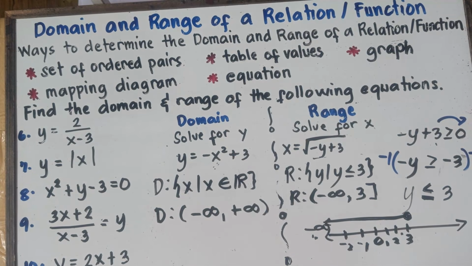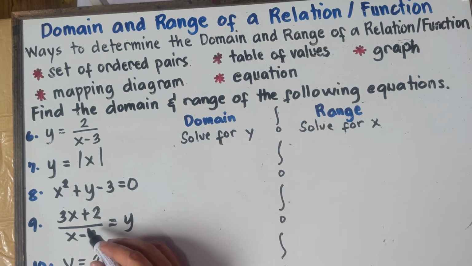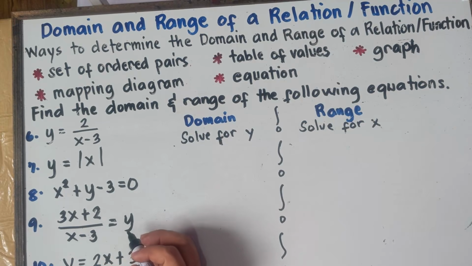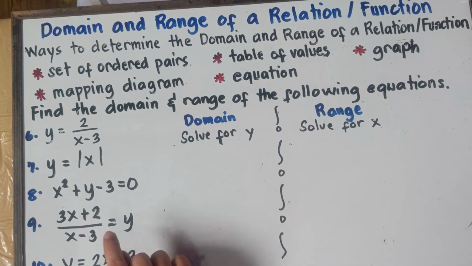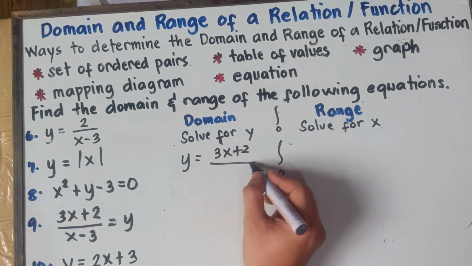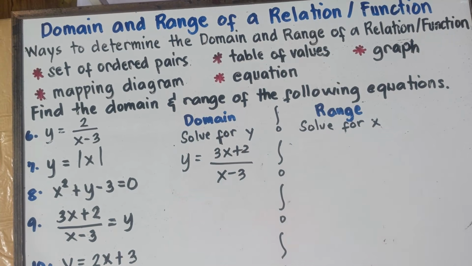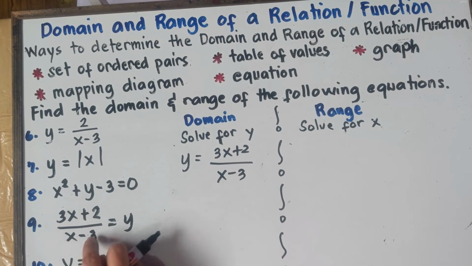Alright, so let's proceed now with example number 9. Our given, we have 3x plus 2 all over x minus 3 equals y. So solve for y to find the domain. It's already been arranged, so we can have y equals 3x plus 2 all over x minus 3. This is just the same, class. We put y on the left side, and then this expression, we put it on the right.